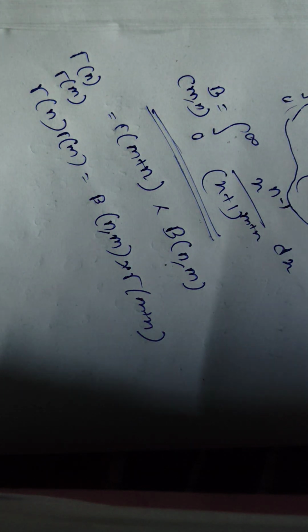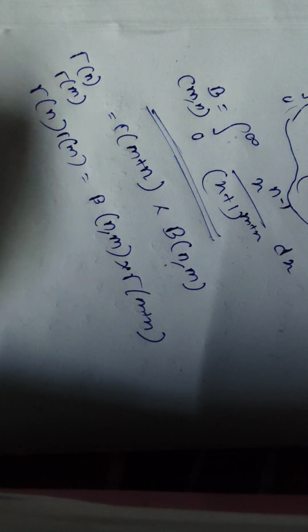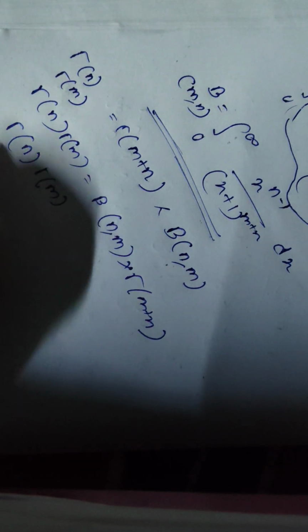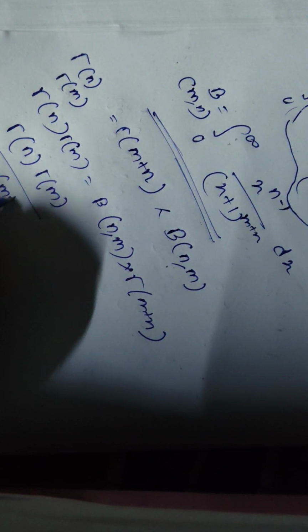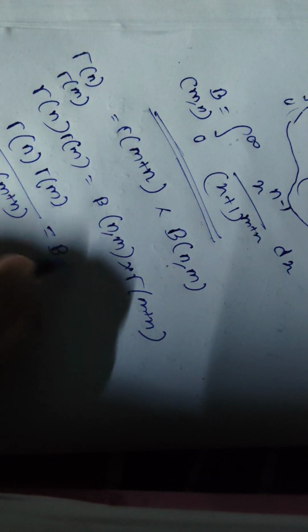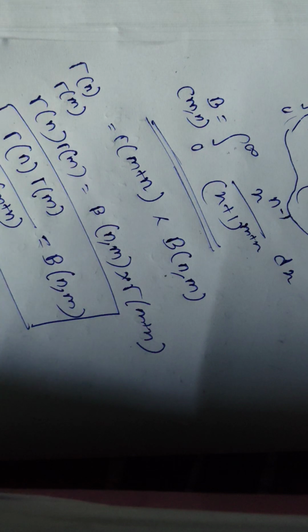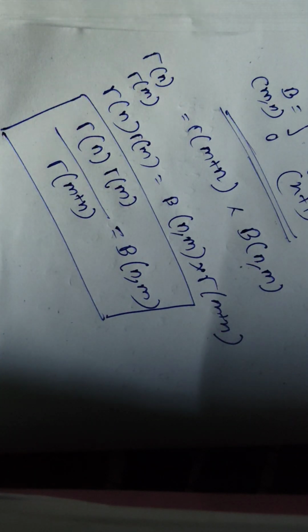Now I am dividing by gamma of m plus n at both sides, so we will get gamma n into gamma m whole divided by gamma m plus n is equal to beta of n comma m. This is the proof which you can see here. So this is the proof.